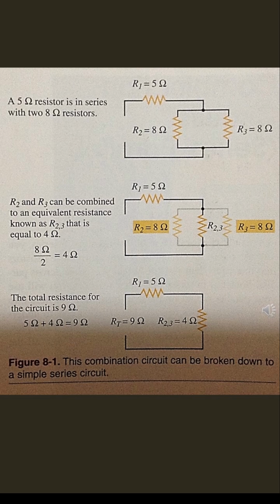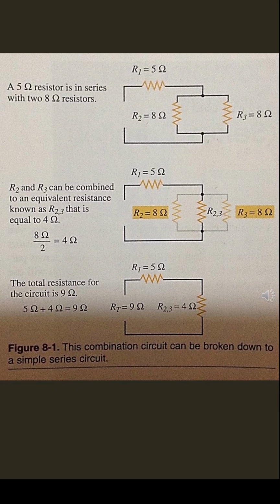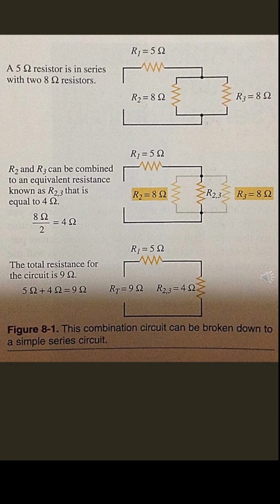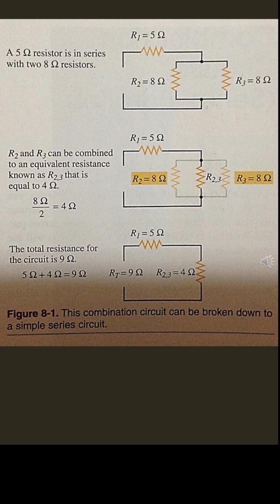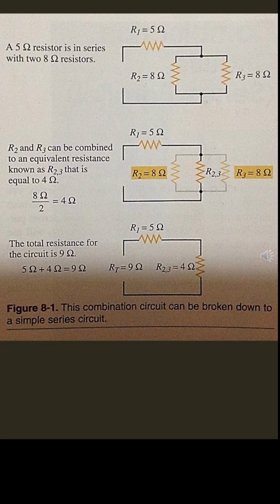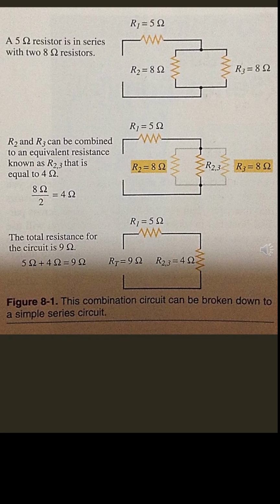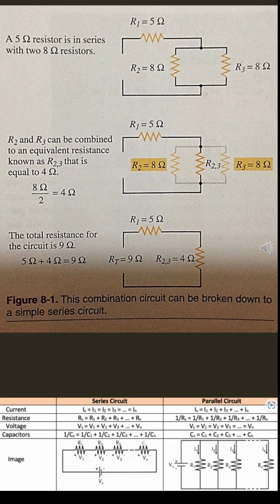In the first example, look at the top of figure 8-1, shown on your screen. There are two 8-ohm resistors in parallel. In series with the two 8-ohm resistors is a 5-ohm resistance. To find total resistance for this circuit, we reduce the combination circuit to a simple series circuit. This is done by applying Kirchhoff's law of series and parallel circuits.